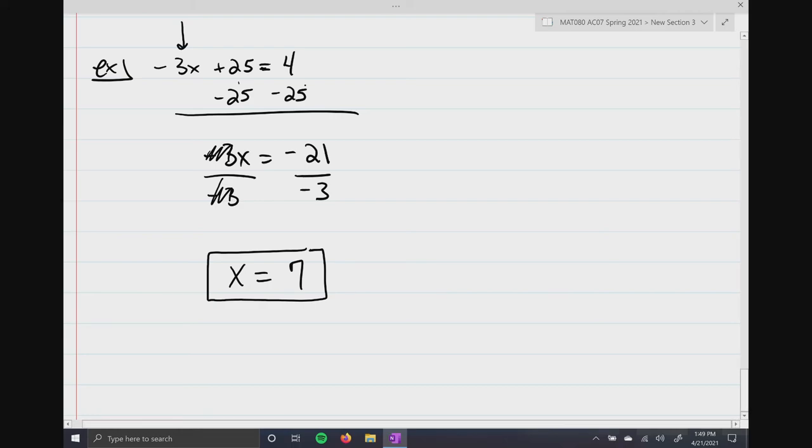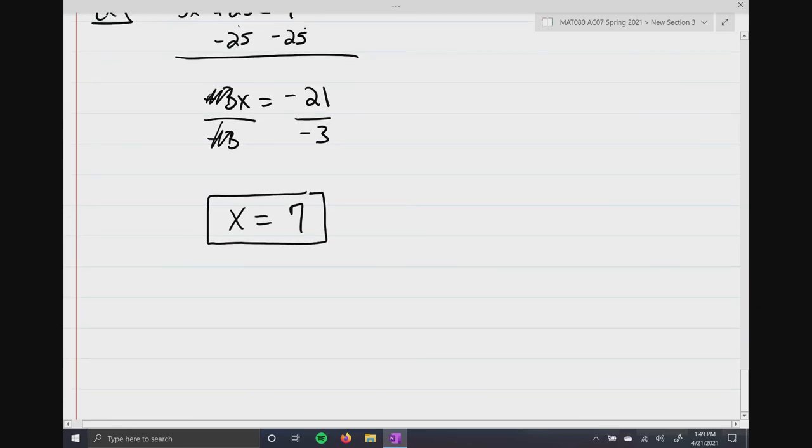All right, I'm going to give you one to do now. Here's yours. Negative 6 equals negative 3x plus 9. Go ahead and do that for me, please.